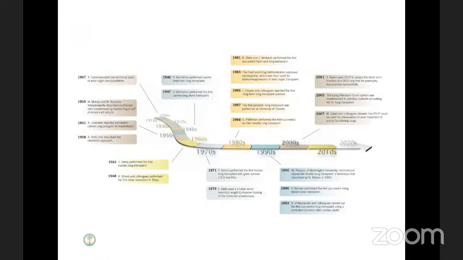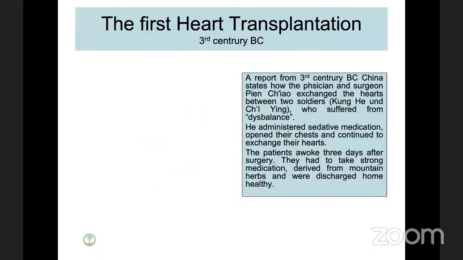When you look at the clinical history of transplantation, specifically for heart and lung transplantation, very important was Carrel in 1907, who provided the technical basis, and then it went on and on. You don't really have to look at this. More interesting is the first heart transplantation, and there's a picture missing here, I don't know why. It was recorded before Christ in China, where a very famous surgeon exchanged the hearts between two soldiers for psychological imbalance. They needed medication. It was a complex operation, interestingly, obviously without a bypass machine. The patients lived happily ever after.